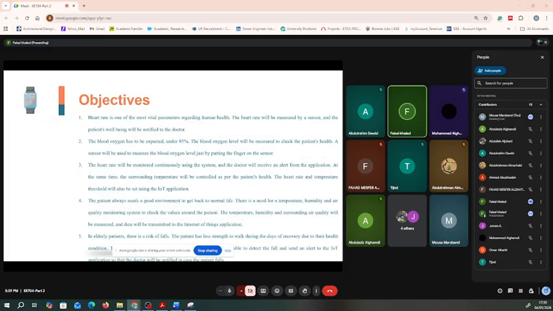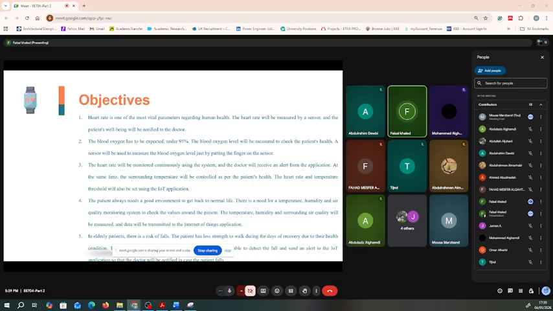The objectives of this project: the first is that heart rate is one of the most vital parameters regarding human health. The heart rate will be measured by a sensor, and the patient's well-being will be notified to the doctor. If there is any problem in the heart rate, a message comes to the doctor and he will come straight away. The second objective is that blood oxygen is expected to stay above 95. When the blood oxygen is under 95, an alarm comes to the doctor. The blood oxygen level will be measured to check the patient's health.